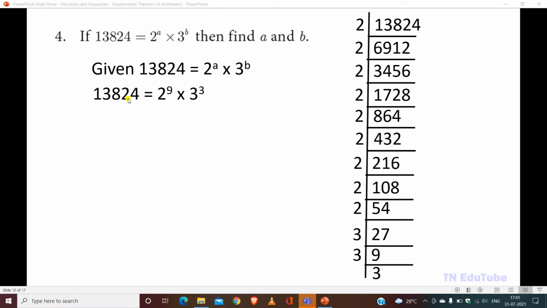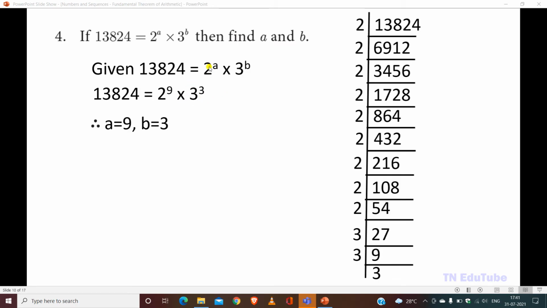So this can be written as 13,824 can be written as 2 power 9. How many 2s are there? Count it here. 1 2 3 4 5 6 7 8 9. So 2 power 9 into 3 power 3. 1 2 3. So 3 power 3.